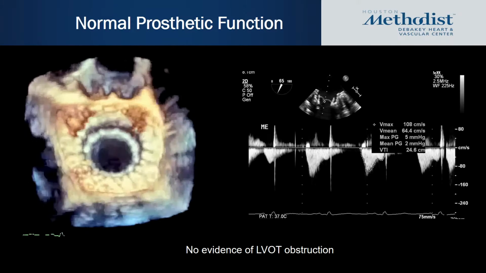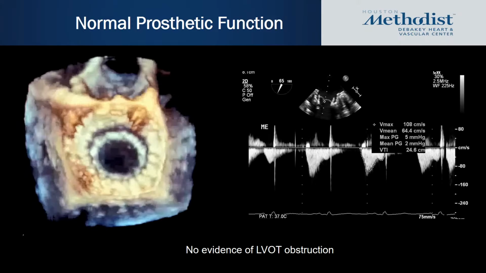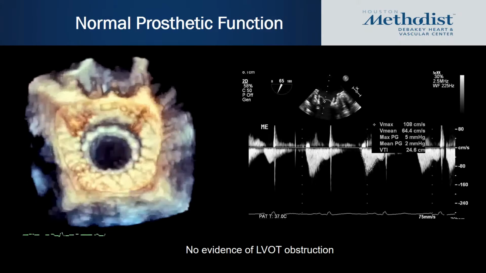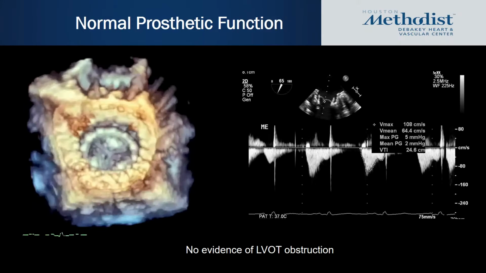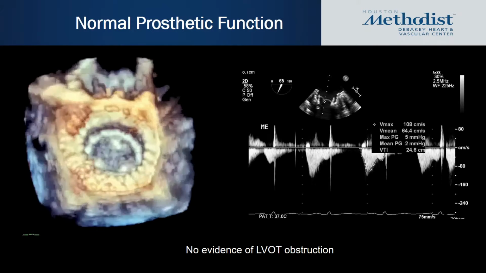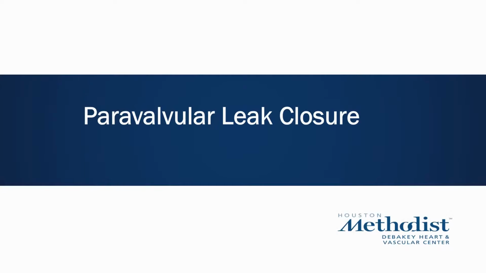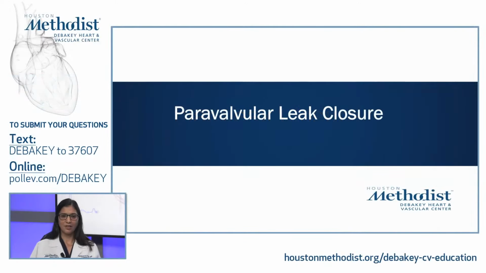It's always important to go to the deep transgastric views, look at the LVOT, and get a PW and a CW across the LVOT to make sure that there's no LVOT obstruction at the end of the procedure. Switching gears to perivalvular leak closure, which is another transcatheter intervention that we perform and relies heavily on pre-procedural planning and guidance.